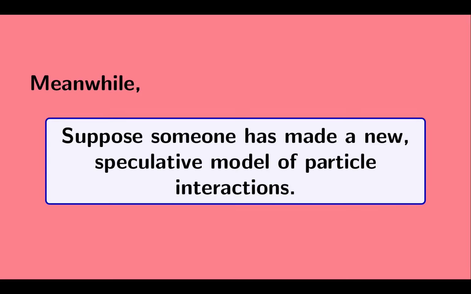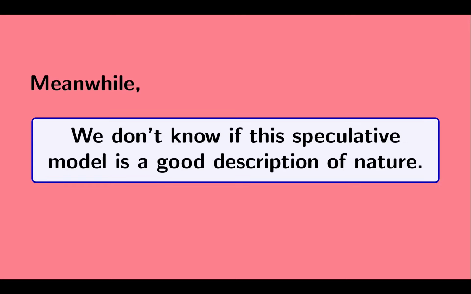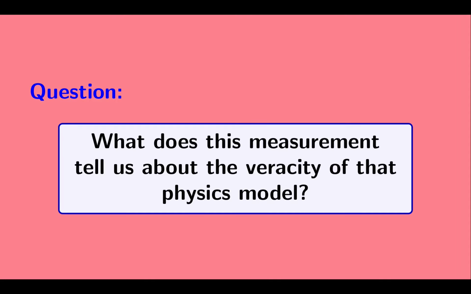Meanwhile, let's say someone has made a new speculative model of particle interactions. This model might have been formulated to address some unanswered question in particle physics. We have no idea if this speculative model is a good description of nature. But let's say that this model makes a prediction for the lifetime of this newly discovered particle. So, question: what does this measurement of the particle lifetime tell us about the veracity of this speculative physics model?